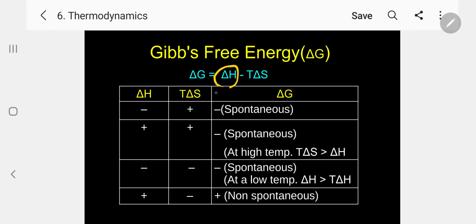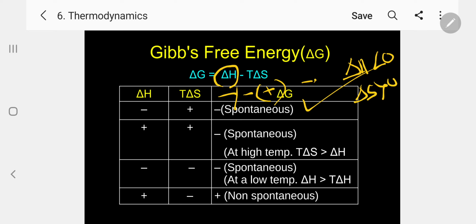Suppose delta H is negative and minus T delta S is also negative, because delta S is positive: minus into plus is minus. So both are minus values, and it is 100% spontaneous. What is the condition now? Delta H should be less than 0, and delta S should be greater than 0. This is the main condition for spontaneous.